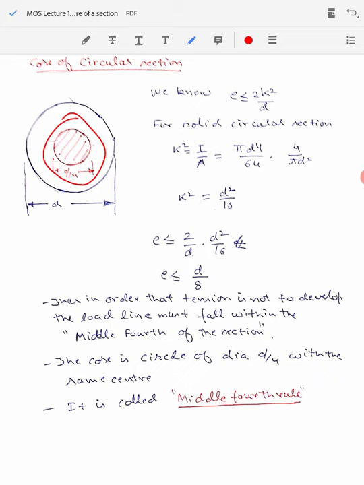Because it is 1/4 of the diameter value of the circular section, which is safe to move around without the stresses becoming tensile in nature, this is called the middle fourth rule. So within this middle fourth area, if you move around in a circular section, the stress values are always going to remain compressive in nature. The tensile stresses will not arise in this case.